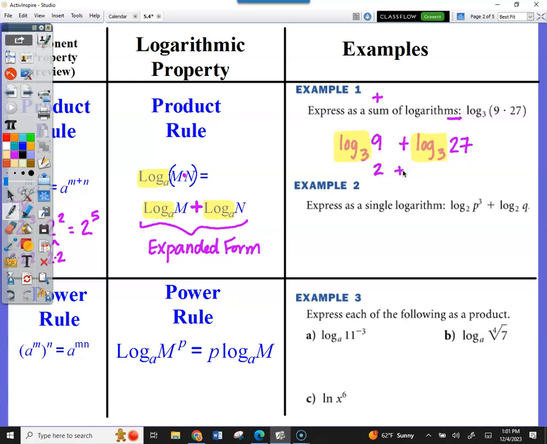And then 3 to what power is 27? Well, if 3 squared is 9, 3 cubed is 27. So the answer is 5 if it said solve it. It didn't say solve it, though. It just said to write it as a sum of logs.